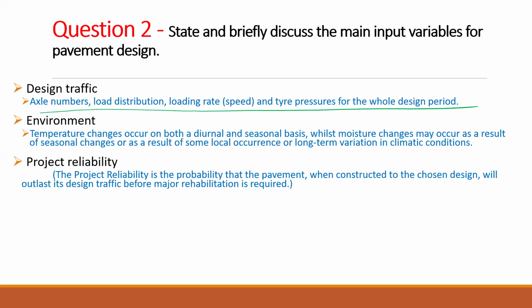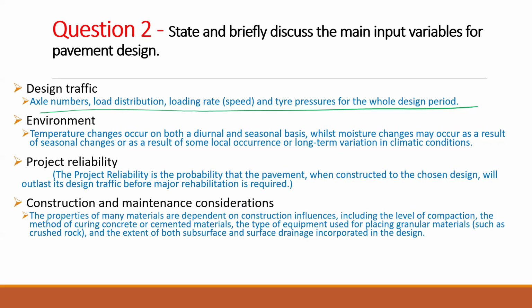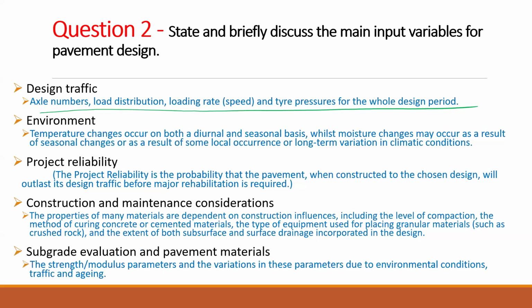And also it is important to know the construction and maintenance considerations. It's not only the heavy vehicles going on the road; the equipment that we use for construction and maintenance can also damage the pavement. So we need to think about those things as well. And as you have mentioned, the subgrade evaluation, the CBR of the subgrade. So these are the 5 input variables that we need to consider for pavement design. Without knowing these 5 things, we won't be able to select the right material and also the right thicknesses for pavements. Are we good?